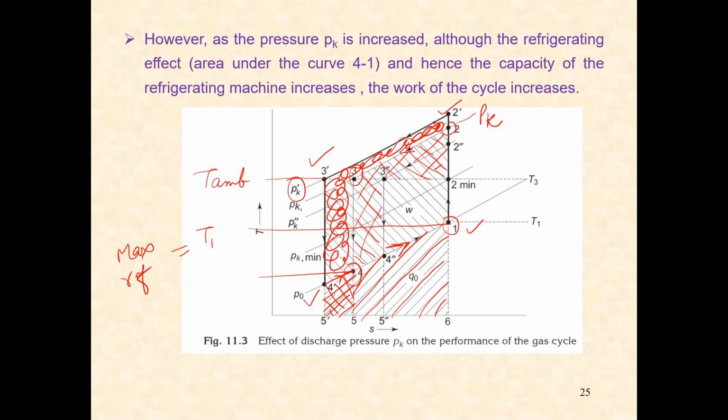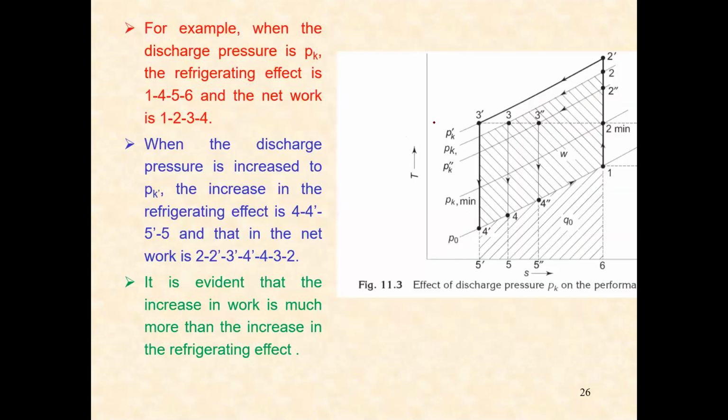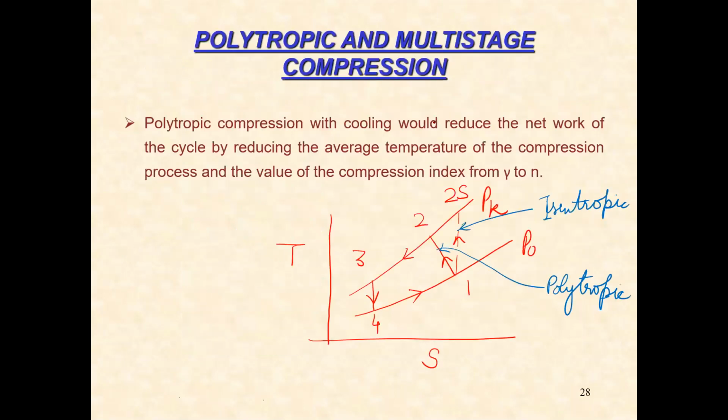And the increase in the network required is much more in comparison to the increase in the refrigerating effect. And that is why, as the pressure ratio increases, the COP of the cycle reduces. Once again, the same thing has been discussed in this slide, so I won't be discussing this. Now let us talk about polytropic and multi-stage compression.